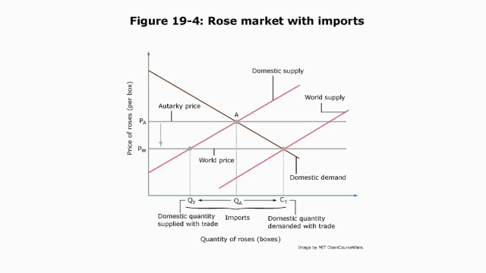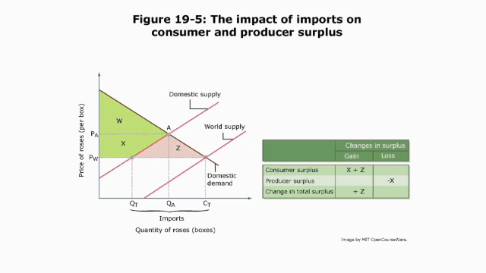Well, what are the welfare implications of that? Let's go to figure 19.5, where we can see the welfare implications. Previously, consumer surplus was W. Producer surplus was X plus that other white triangle below X. Now, what's happened? Consumer surplus has gone up by X, because consumers have gained that, plus Z. So consumers have gained that entire trapezoid, X plus Z.